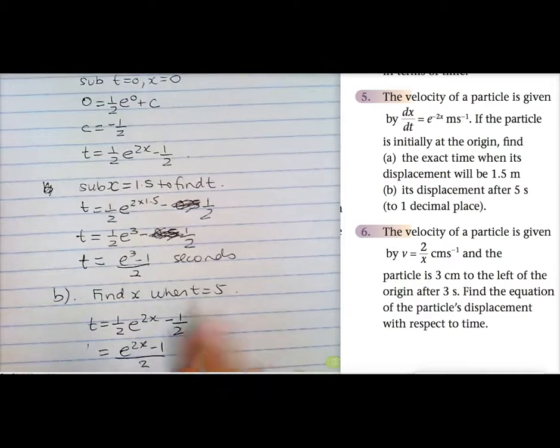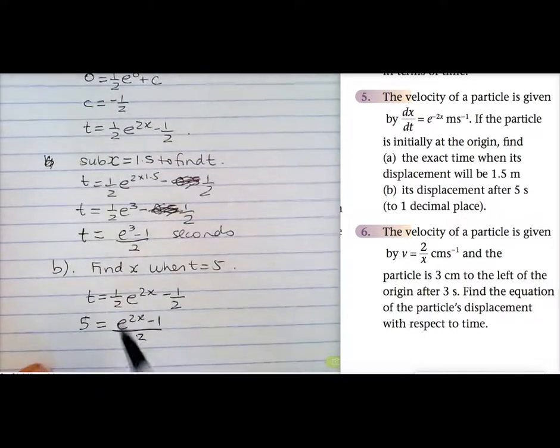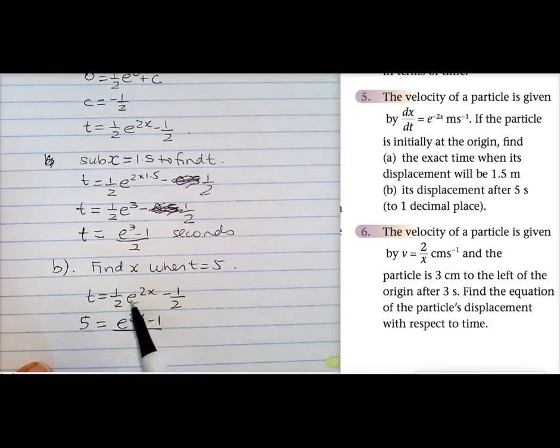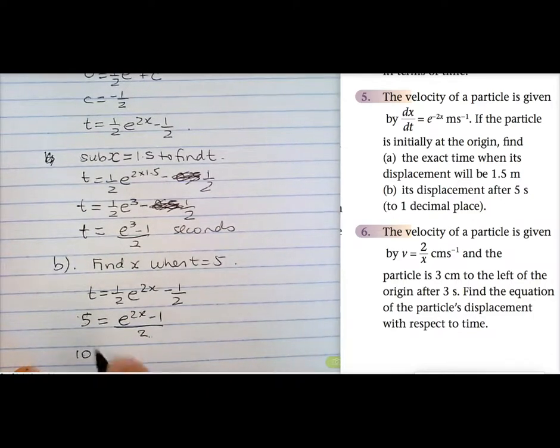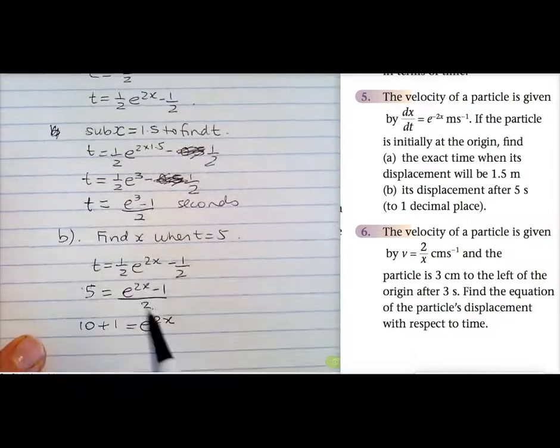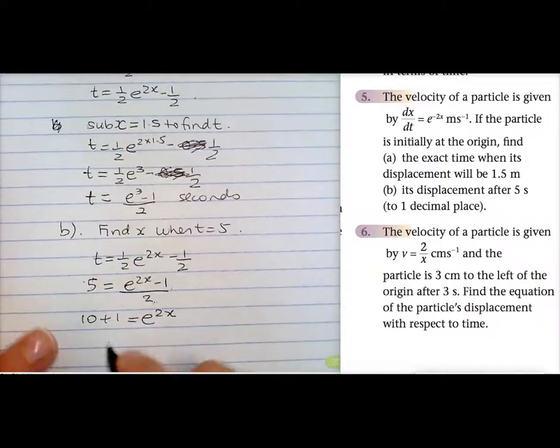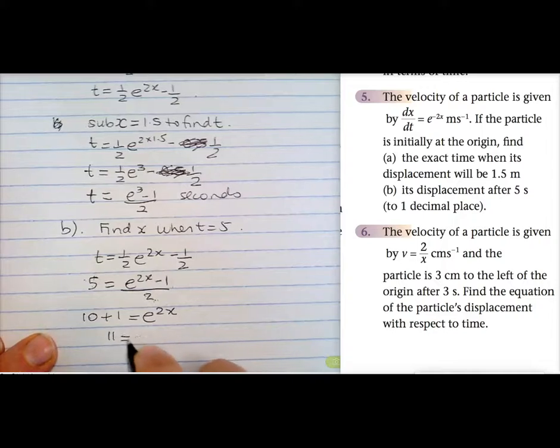So find x when t is 5. So I'm putting the 5 in. Best to write the common denominator, don't you think? E to the 2x minus 1 on 2. Just makes it easier. So what do you get? 5 times 2 is 10 plus 1 is e to the 2x. Are we good with that? 5 times 2 is 10 plus 1. Therefore, 11 is e to the 2x.